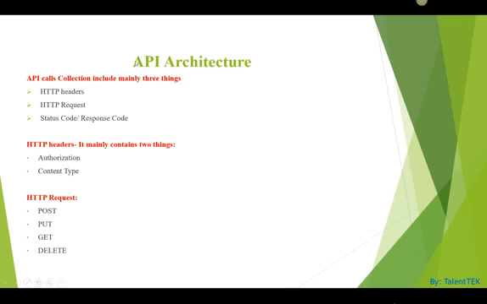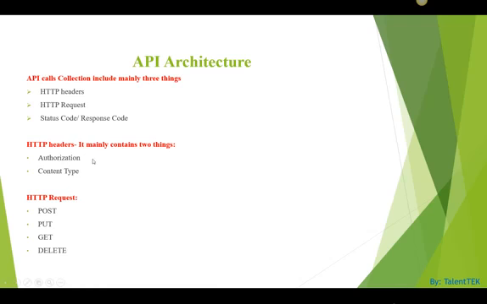And let's talk about a little bit of API architecture, like what are the things you need to know in order to perform API testing, right? So the main three things you need to know about the API are the HTTP headers, the HTTP request, and the status code or response code, right? So the headers contain two things: authorization and content type.